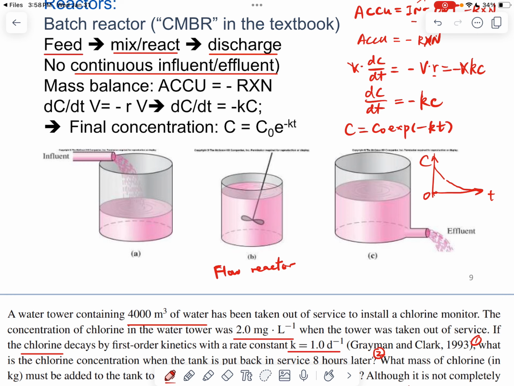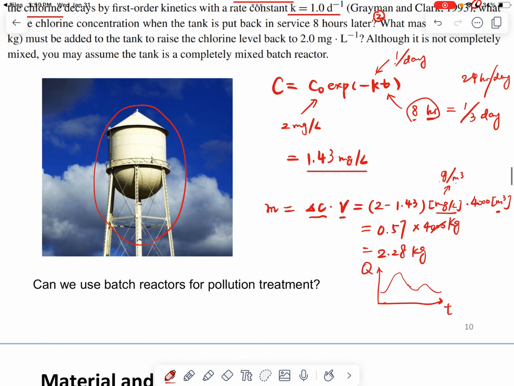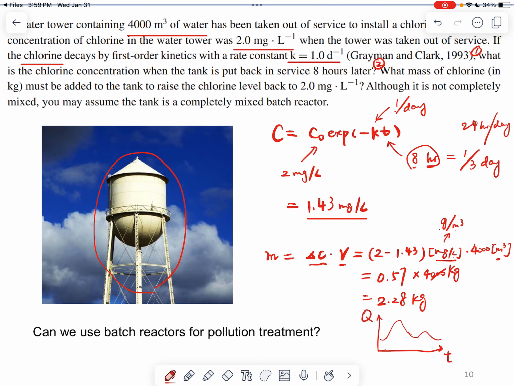So the same thing for the air pollution treatment, right? If we're trying to deal with sulfur dioxide or nitrogen oxides, the coal is continuously getting burned. You cannot cut off the flue gas and then let the pollutants react and then connect back the flue gas. It's the same thing here for the water treatment. So here I have the question, can we use batch reactors for pollution treatment? So it's not going to be convenient if we use batch reactors, right? So we prefer those flow reactors.